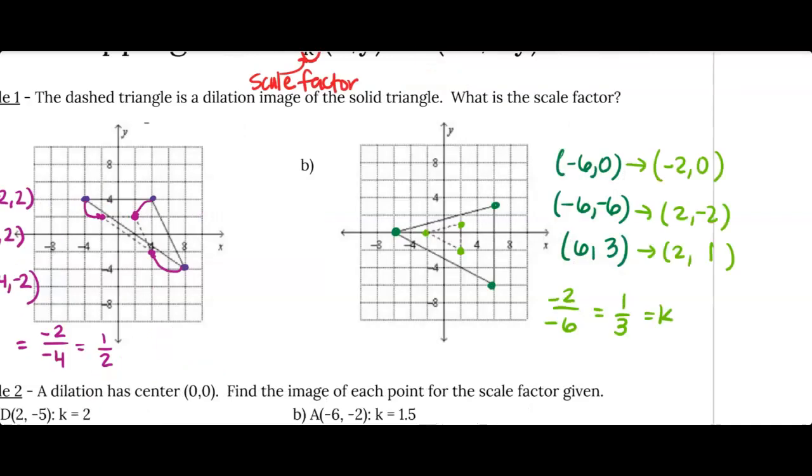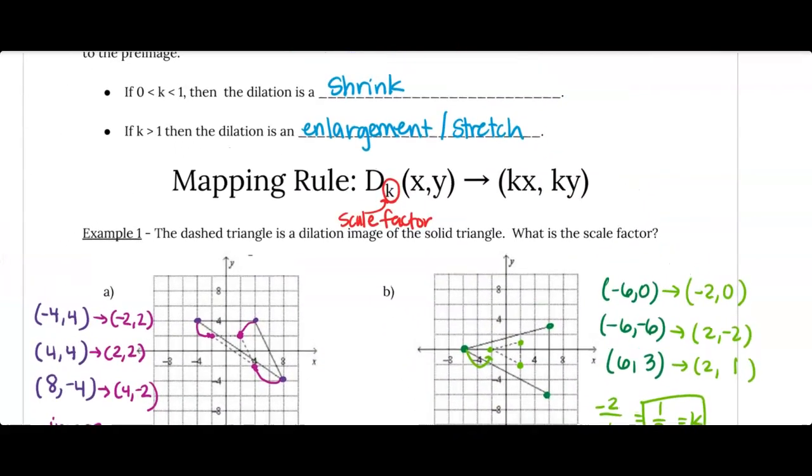So you can see the points start where they started. I went from the dark green to the light green. I did my image divided by pre-image and found that -2 over -6 is equal to 1/3. Always make sure to think back and think, does the scale factor make sense? Did my figure actually get smaller or did my figure actually get bigger? And that will help you to know. And then remembering back to our original piece where we said if K is between 0 and 1, it should get smaller. If K is bigger than 1, then it should get larger.